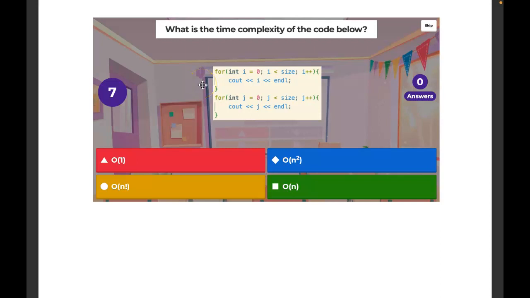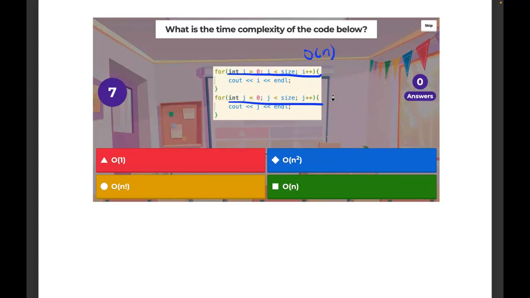So the question here is also asking what is the time complexity of the code below. And as you can see with this code, it's not a nested for loop, it's actually two separate for loops. We know that just by looking at this, I listed size I++, this is O of n. And by looking at the second one, it's also the same, O of n. And so we have two O of n's.